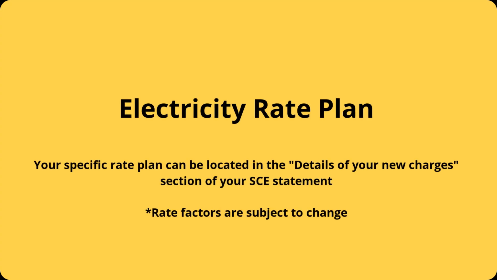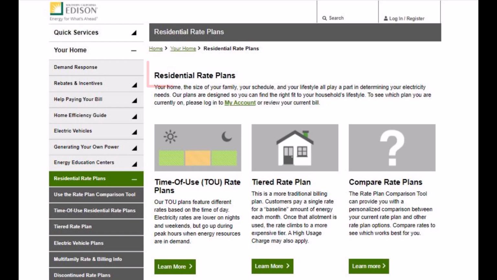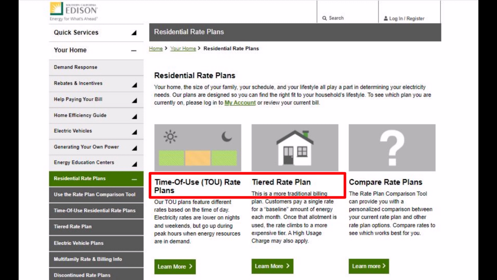Another important factor to consider when your bill is higher than expected is your rate plan. SCE offers different rate plans, such as a time of use and tiered pricing. Understanding your rate plan and how it aligns with your usage patterns can make a big difference in your bill.